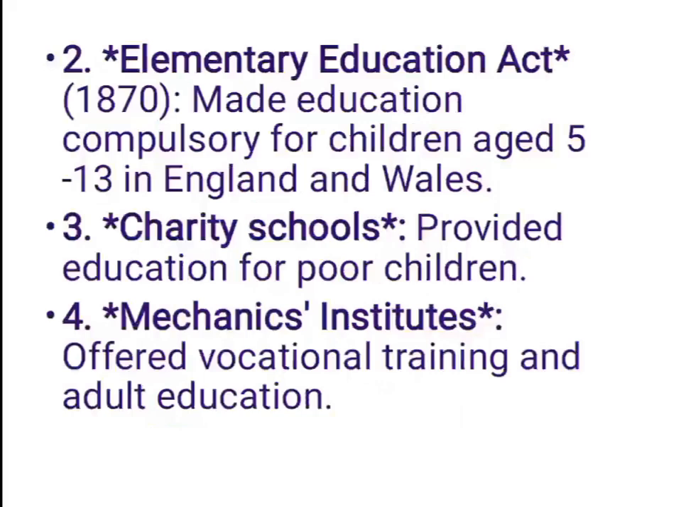Then there were charity schools. The charity schools provided education for poor children. So these schools were made because, as we said, education was expensive, so they provided education for the poor, and this was done mostly by religious institutions, especially the Catholic. Then there were mechanics institutes, which offered vocational training and adult education.